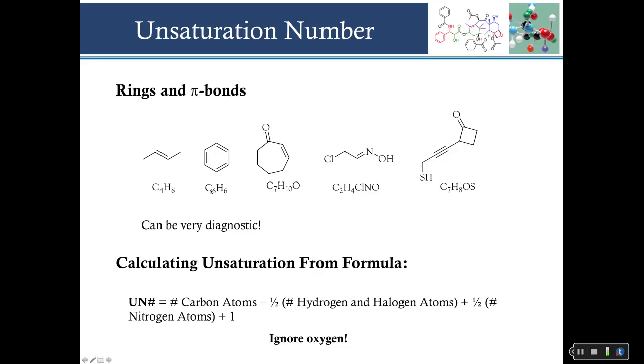And we can double check that we get 4 with C6H6. 6 minus half of 6 is 3. 6 minus 3 is 3. Plus 1 is 4. Yes, 4 degrees of unsaturation. Similar, 7 minus half of 10 is 5. 7 minus 5 is 2 plus 1, because we get to ignore oxygen, is 3. We get a pi bond, we get a pi bond, and we get a ring for 3 degrees of unsaturation. So you get the idea there.